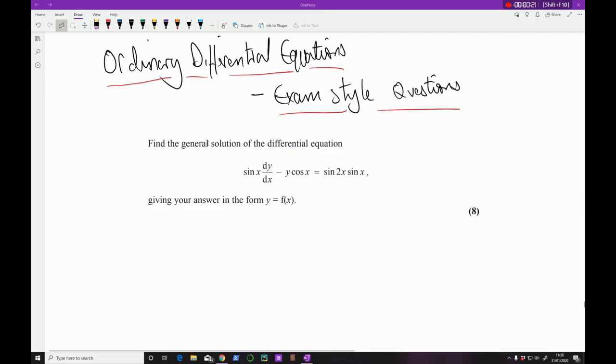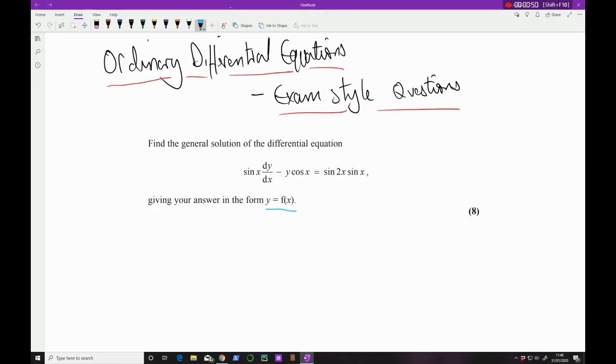So this first question: find the general solution of the differential equation sin x dy/dx minus y cos x equals 2 sin 2x sin x, giving your answer in the form y equals f(x). Now y equals f(x), that's the general solution. So if you ever get a question asking what the general solution is, you always put it in terms of y equals some function of x.